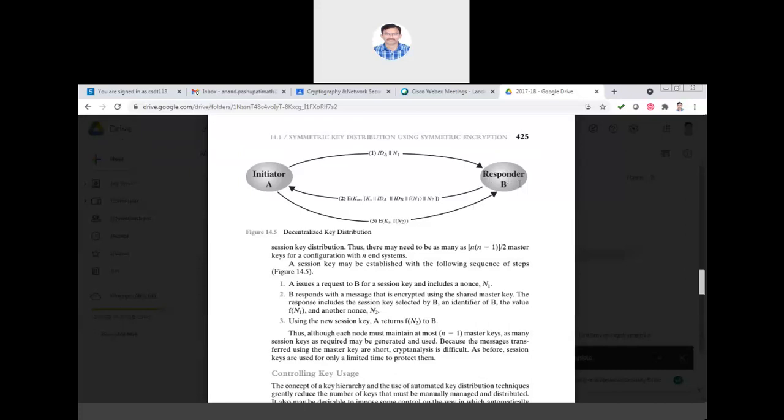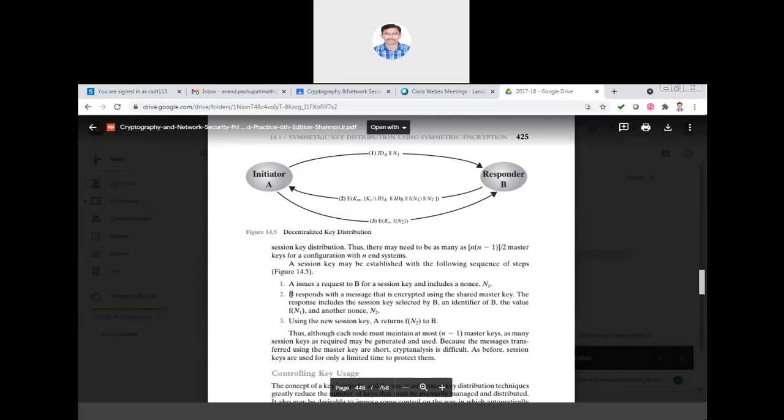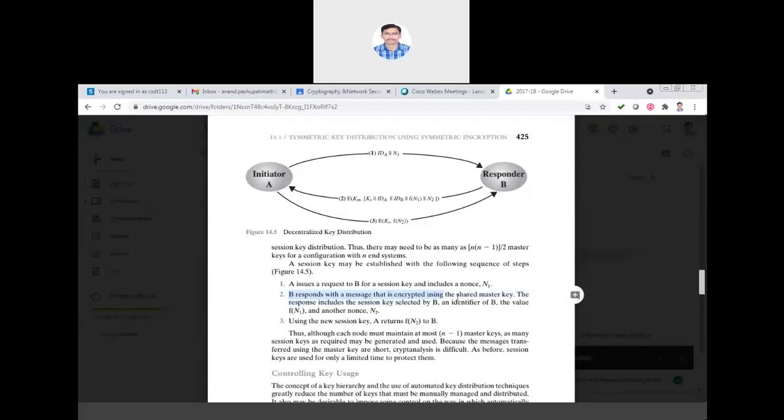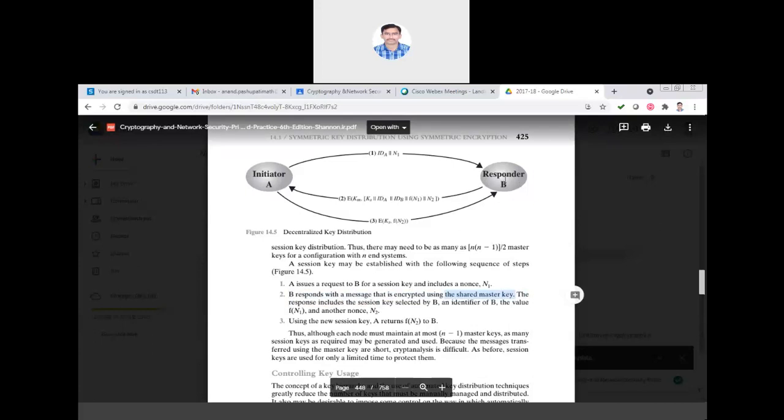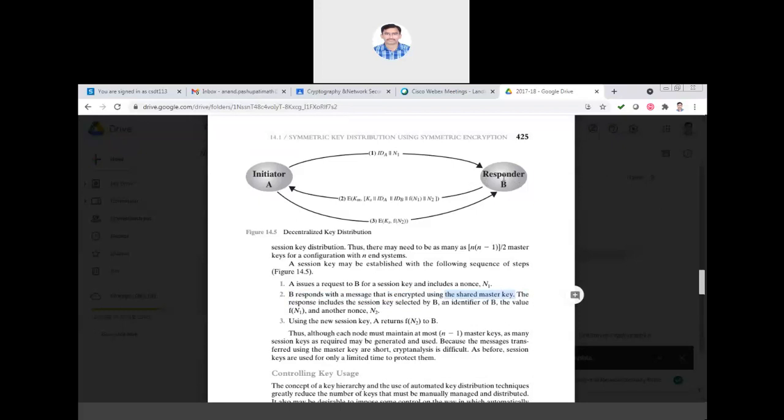Now in response to that first transaction, B sends a response. Both A and B maintain a master key, called a shared master key. You can see the second point here. B responds with a message that's encrypted using the shared master key. B is creating a session key, and that session key has been encrypted using the master key. And what is the master key? The master key is the one which is shared between both A and B together.